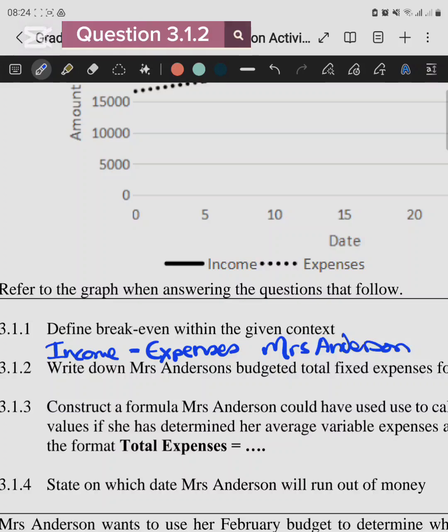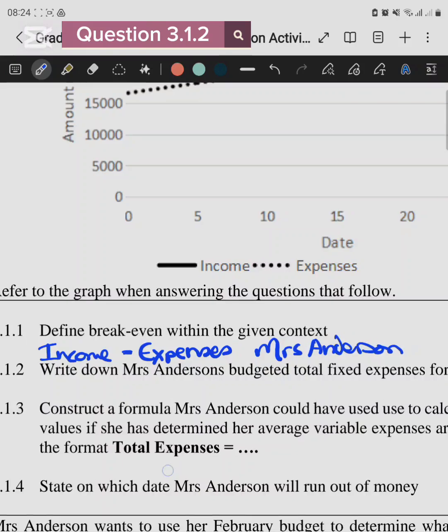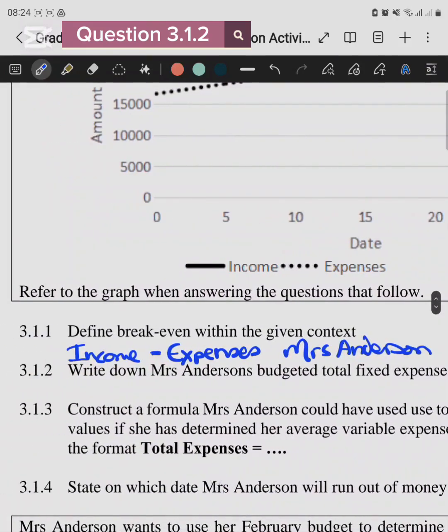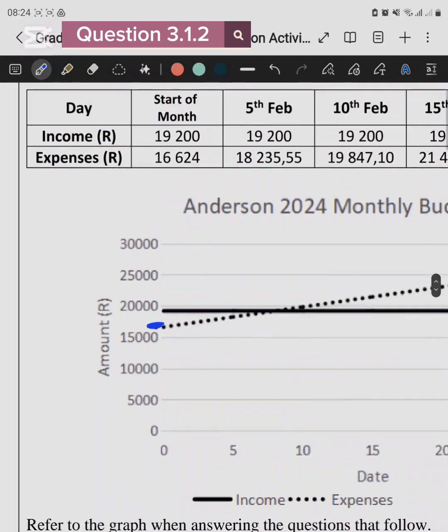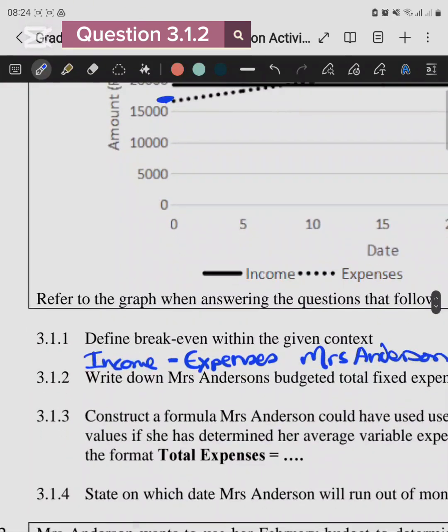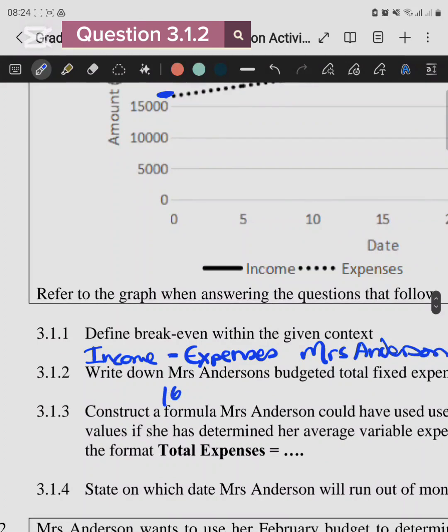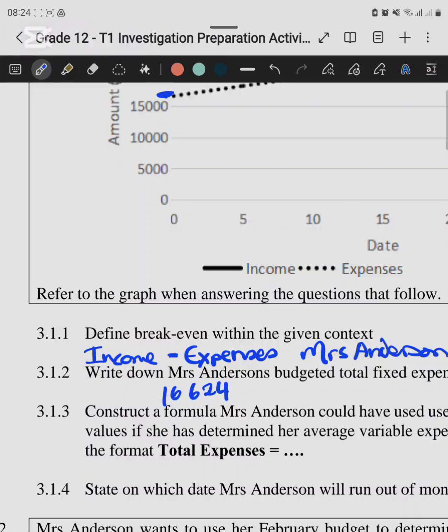Then they want to write down Mrs. Anderson's budgeted total fixed expenses for the month. So the fixed expenses for the month are coming from here, where we can see where our expenses actually start from. And you can find it in the table over here to get the exact value, 16,624, which just comes straight from the table. They tell you start of the month, that's how much her expenses are going to be.